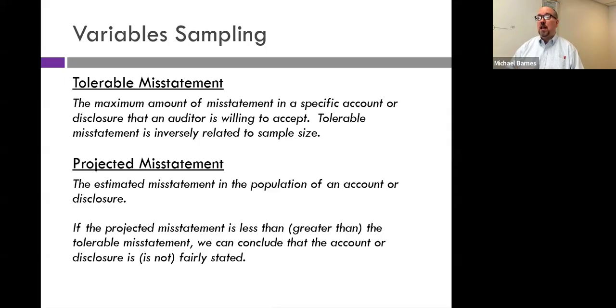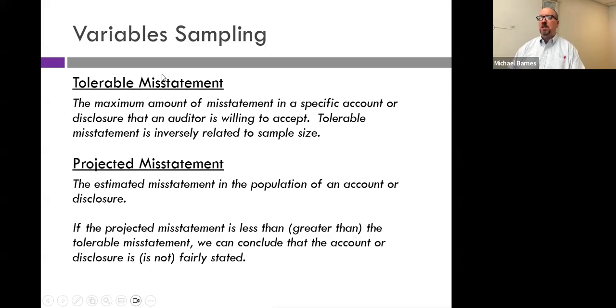But ultimately, the concept is still the same. If I use these variable sampling techniques to determine what I believe the misstatement of the population is, I can compare that to my tolerable misstatement. So if I say that I believe it's misstated by $5,000 and my tolerable misstatement in the account is $10,000, I can conclude the account is fairly stated, because I can tolerate a misstatement of up to $10,000 and it's still okay. But what if my projected misstatement is greater than my tolerable misstatement?